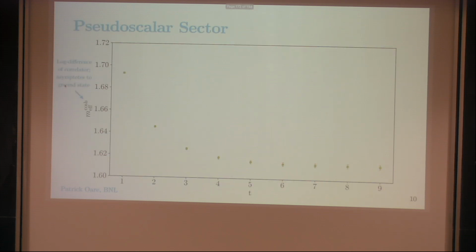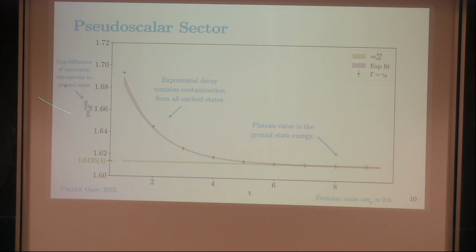Looking at the pseudoscalar sector, I'm just going to go a little quicker. You can take the log difference of the correlator to create an effective mass plot, where the plateau value of this effective mass plot is the ground state energy of the specific sector you're looking at. So here, the plateau value is about 1.6 for the 20 by 20 ensemble. The exponential decay here at low times contains all the information about the excited states of the theory, which we're hoping to extract with the GEVP.